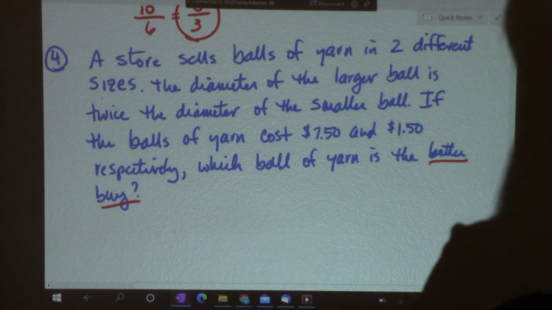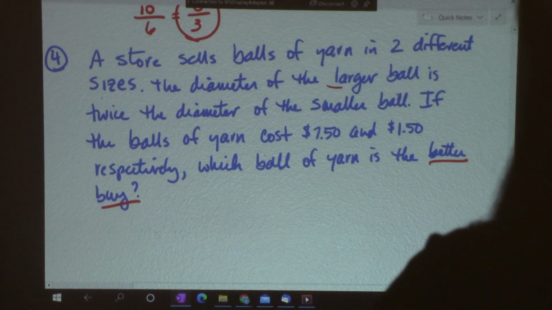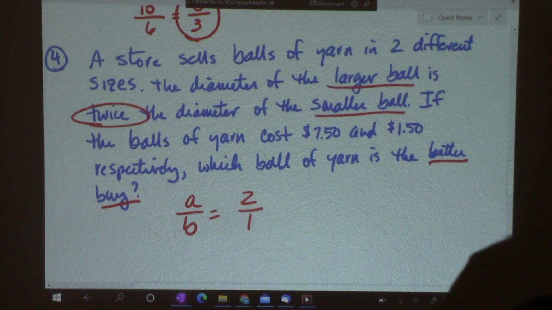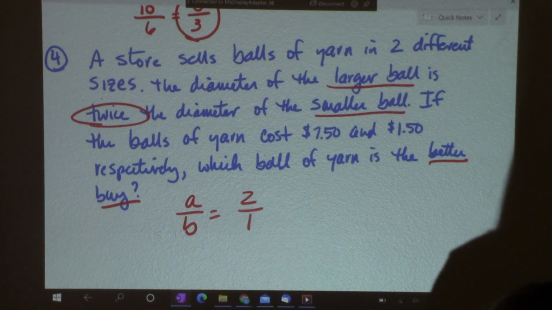I know the ratio of smaller to larger is twice. So A to B is going to be 2 to 1. The larger one is twice as big as the smaller. But I can't use that because yarn is a ball. It's the actual physical yarn inside of the ball. So it's the volume. Okay?